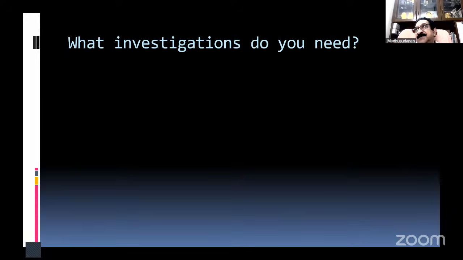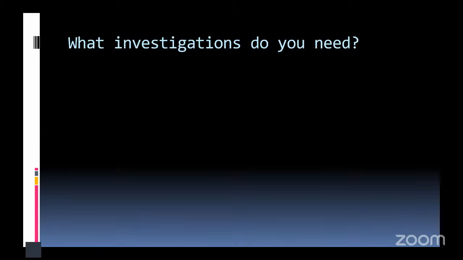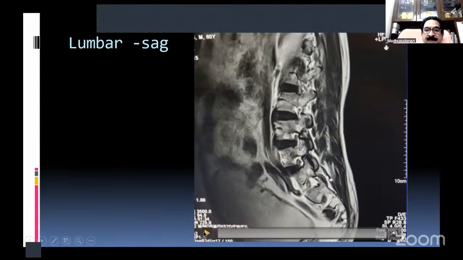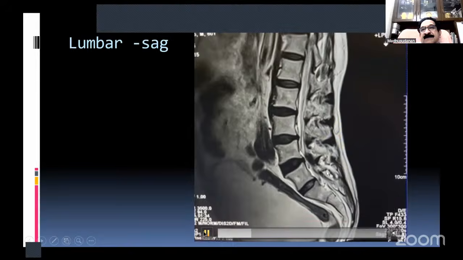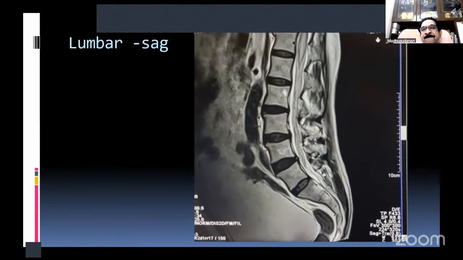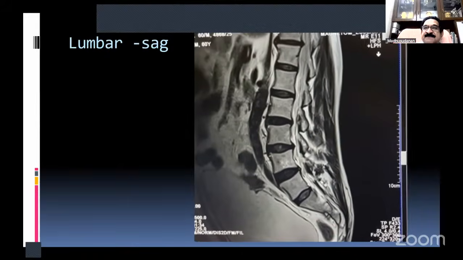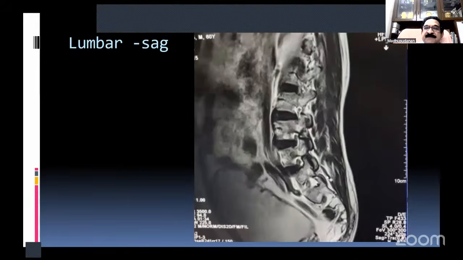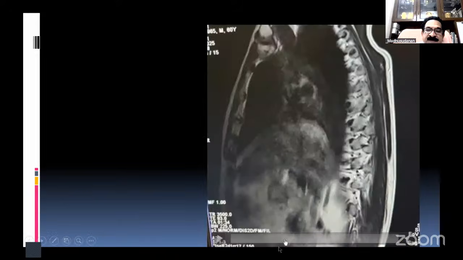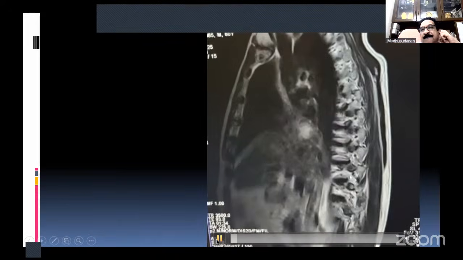Okay, what investigation do you need? MRI. So this is the MRI. I'll show the MRI. This is the lumbar spine. Can you see something there? Okay, I'll get to the main finding. This is cervical; I skip the cervical in the interest of time. The main finding was in the dorsal spine.